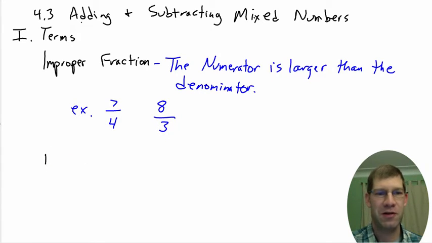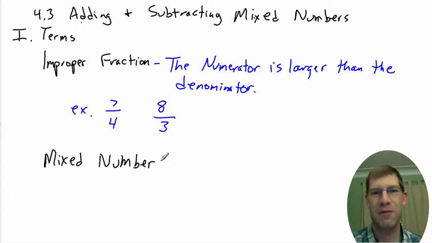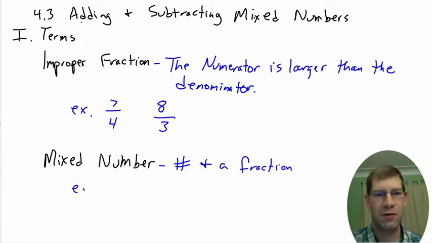A mixed number is where you have a number in front of the fraction. So an example of that would be like 2 3/5 or something like that. So a mixed number is a number and a fraction. Another example is 2 5/8. So the fraction itself is not going to be improper. It's going to be one where the numerator is smaller than the denominator.